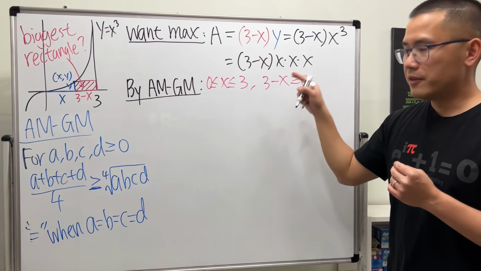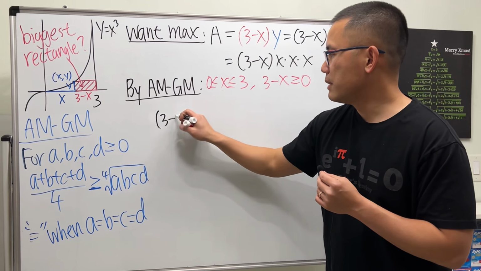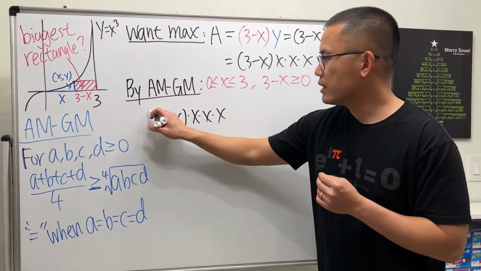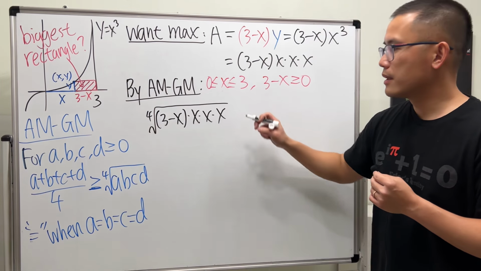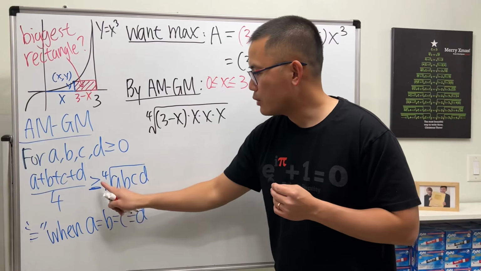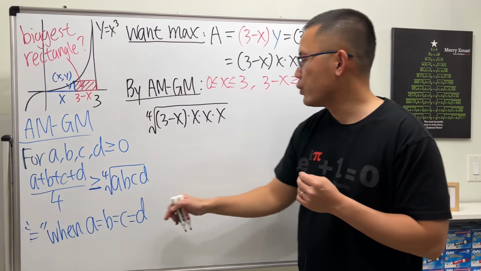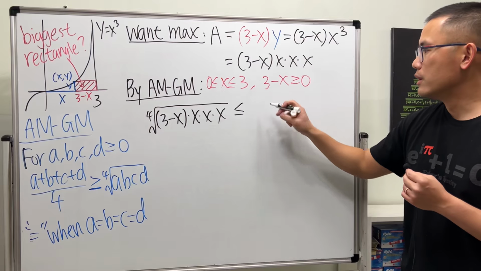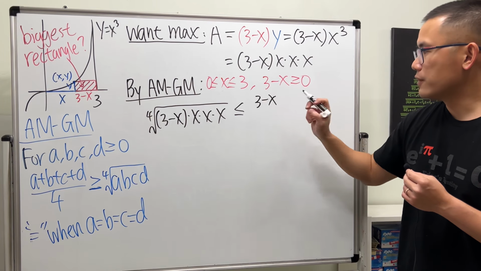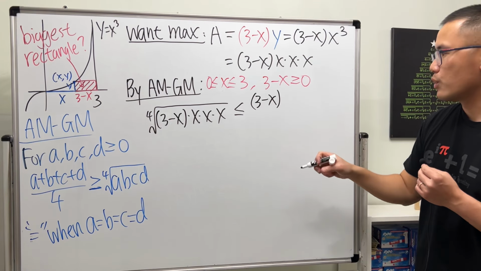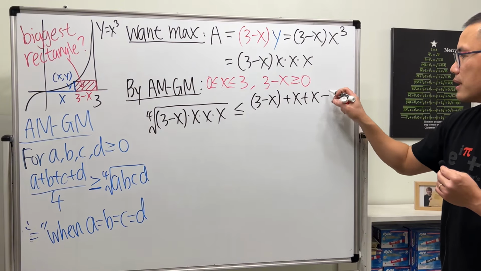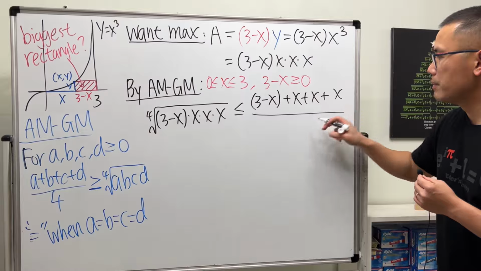I'm going to multiply them first. So we have (3 minus x) times x times x times x. And then we'll take the 4th root of it. This, looking at it backwards, will be less than or equal to adding them up and then dividing by 4. So we have 3 minus x for the first quantity, plus x plus x plus x, and all divided by 4.